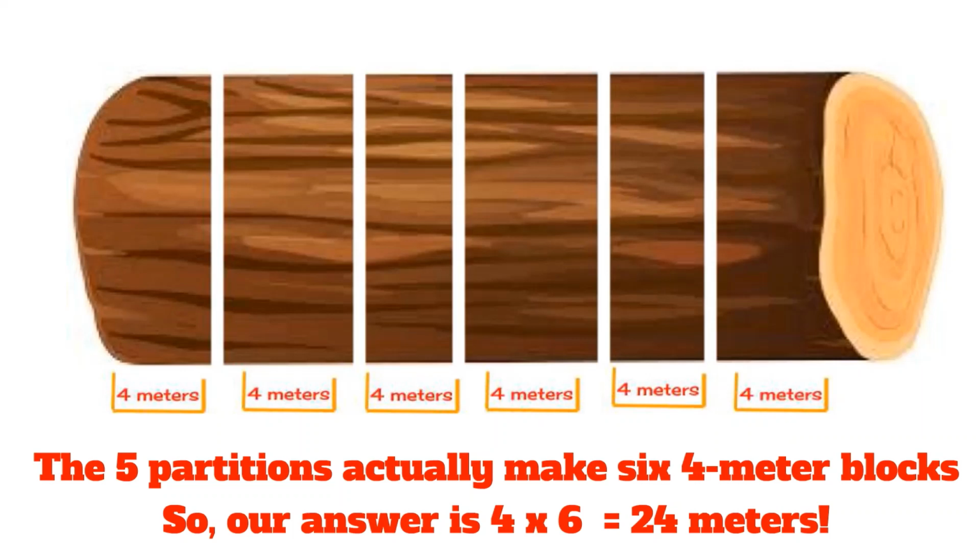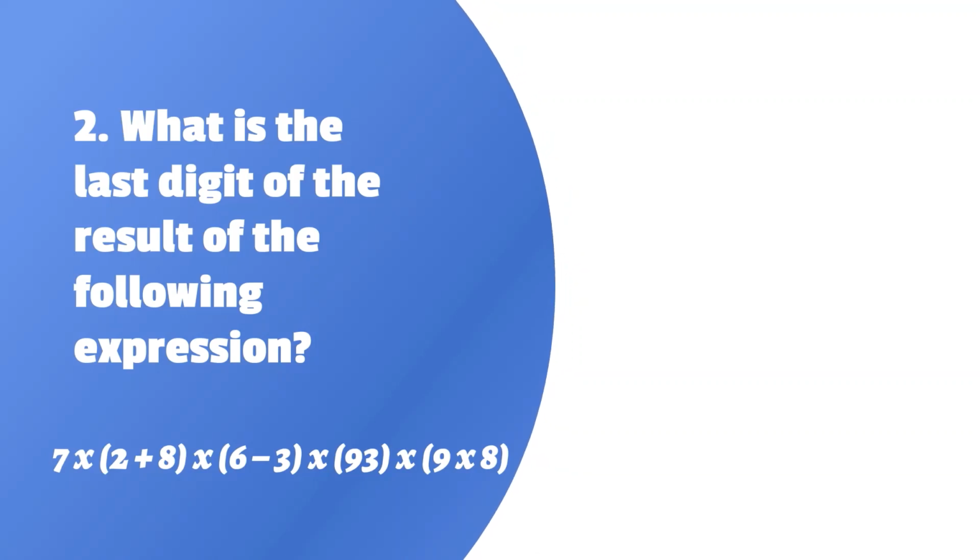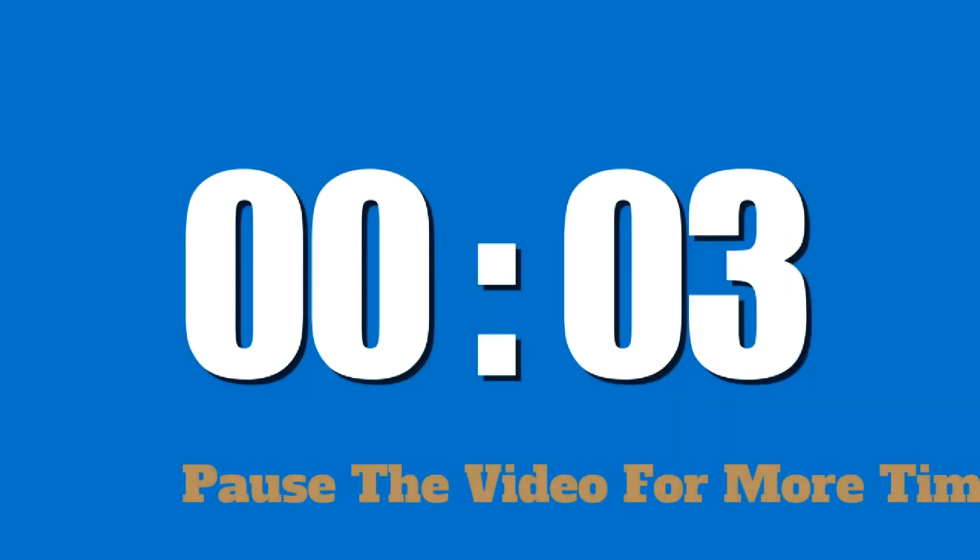Let's move on to problem number 2. Number 2, what is the last digit of the result of the following expression? 7 times 2 plus 8 times 6 minus 3 times 93 times 9 times 8. Pause the video for more time.